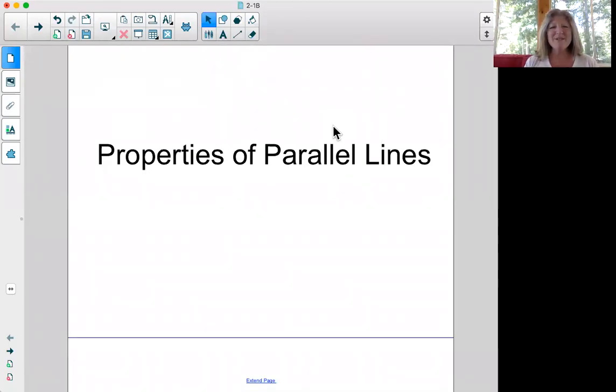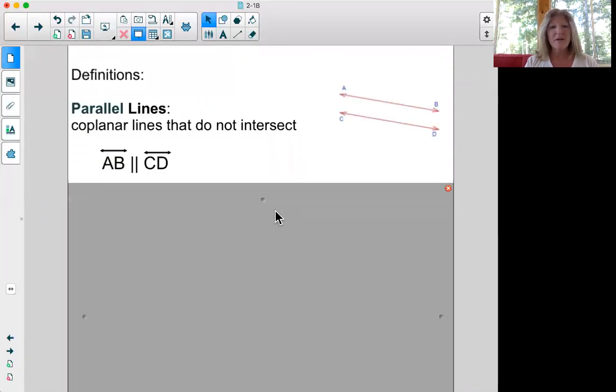Hello, geometry students. Today we're going to talk about what happens when the lines that are intersected by a transversal are parallel. So today we're going to talk about properties of parallel lines. First of all, what are parallel lines? As a review, parallel lines are coplanar lines that never intersect.